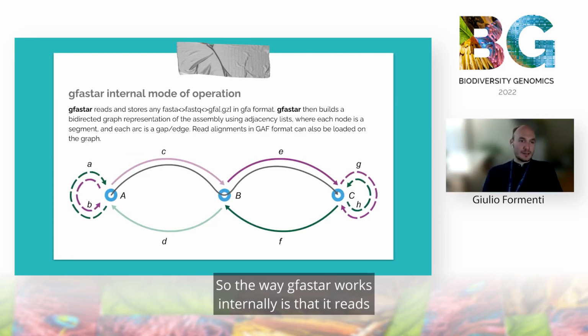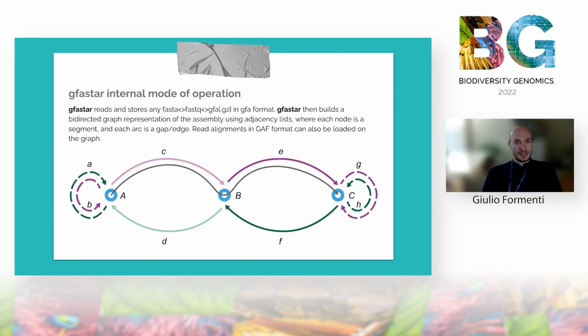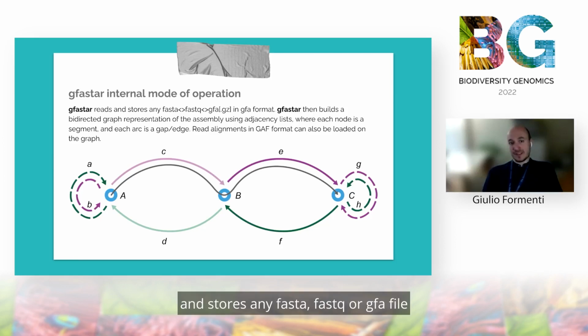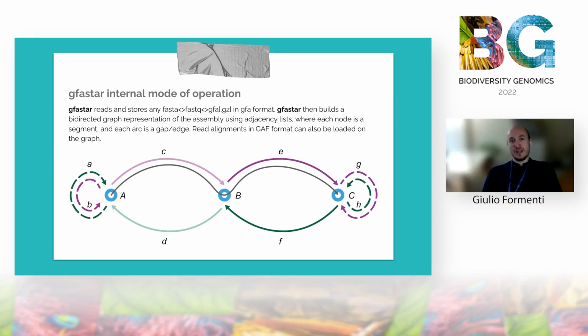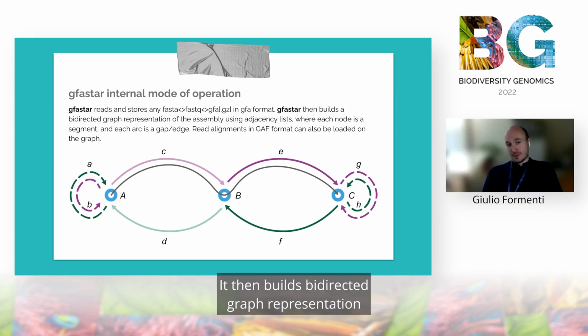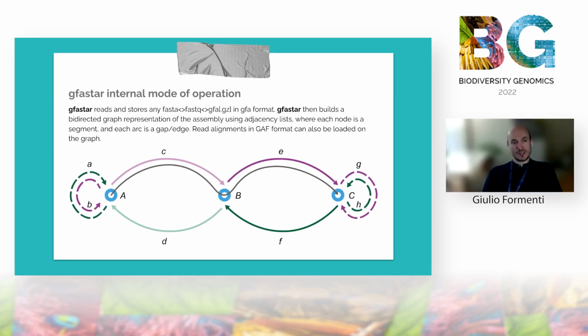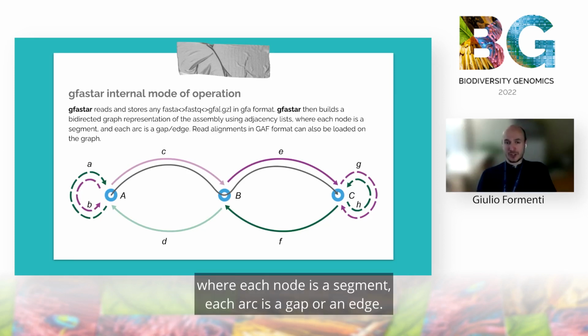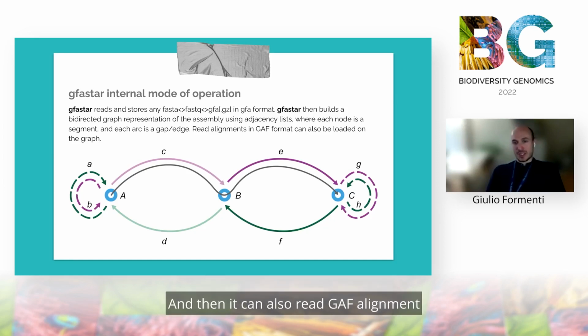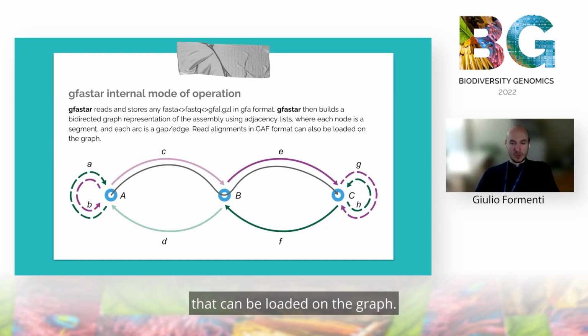So the way Gfastar works internally is that it reads and stores any FASTA or FASTQ or GFA file in a GFA-like format. It then builds a bidirected graph representation of the assembly using adjacency lists, where each node is a segment, each arc is a gap or an edge. And then it can also read gap alignments that can be loaded on the graph.